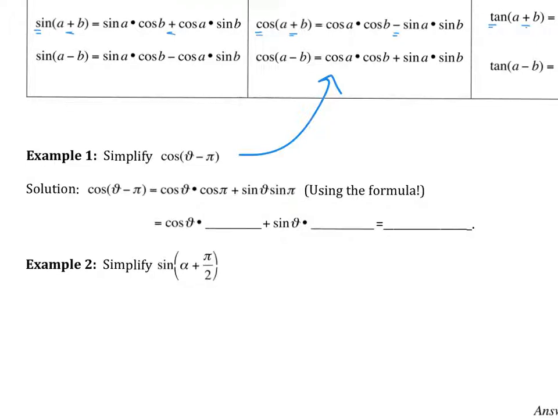Well, cosine of theta, theta is like a variable. It's a very general term. We don't know what theta is, so we can't figure out an actual value. But cosine of pi, you can figure out. What is cosine of pi? What did you get? -1. What is sine of pi?